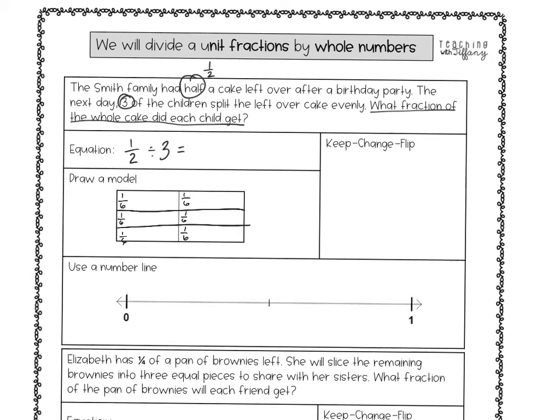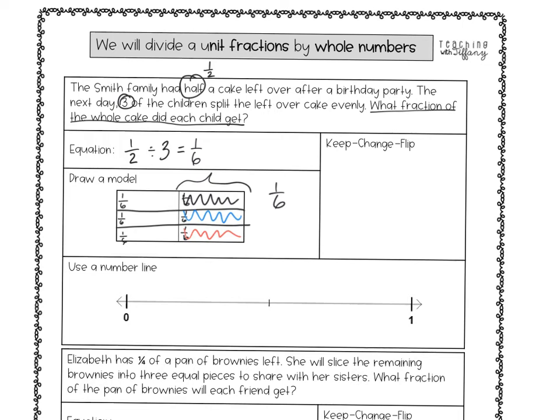And we know that there's only half of the cake left, so this half of the cake is what the kids are eating. How much did each child get? That would be one child. The other child would get this slice, and the other child would get this slice. So how much would each child get? They would get 1/6 of the cake. Good job.